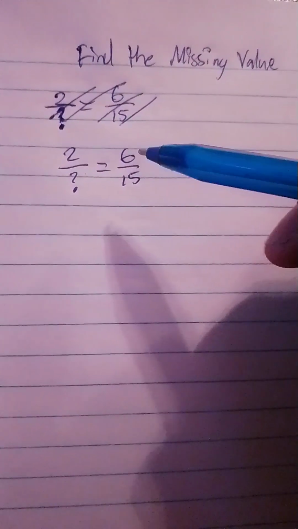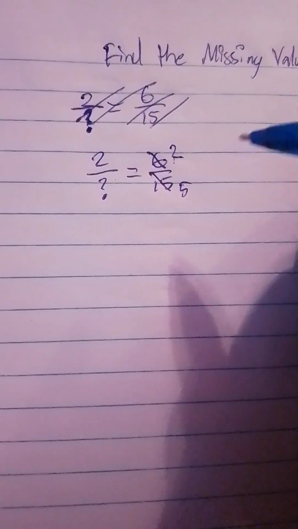In order to find the missing value, before I even start, I want to ask myself, can this fraction be reduced? And yes, this can be reduced. Is there one number that can go into the numerator and that same number go into the denominator? Yes. This 6 and 15 are both multiples of 3. So I know that 3 can go into 6 twice and 3 can go into 15 5 times.